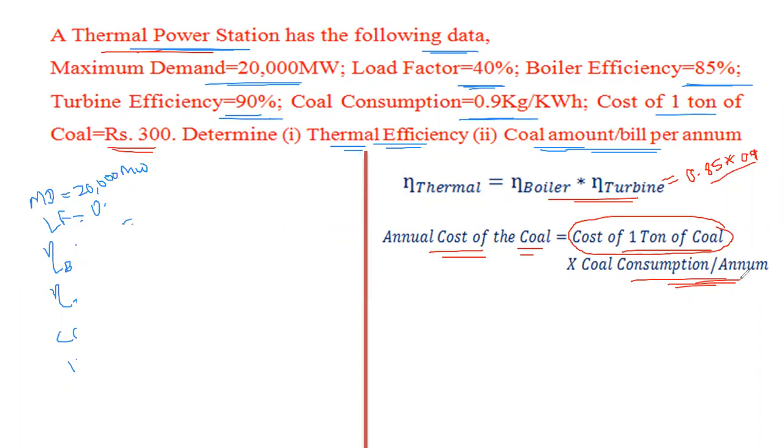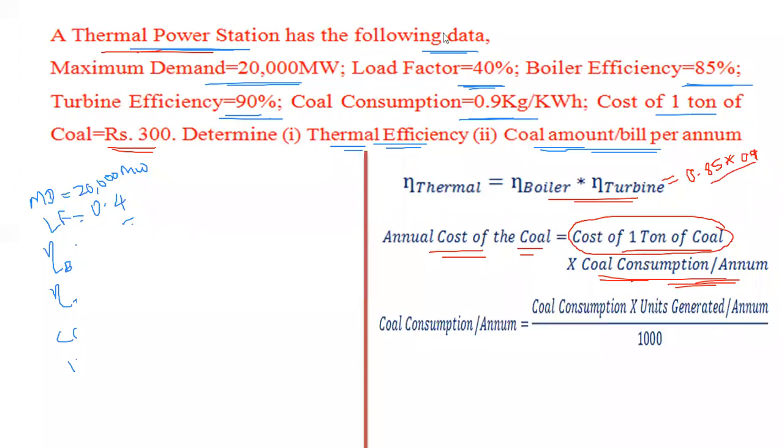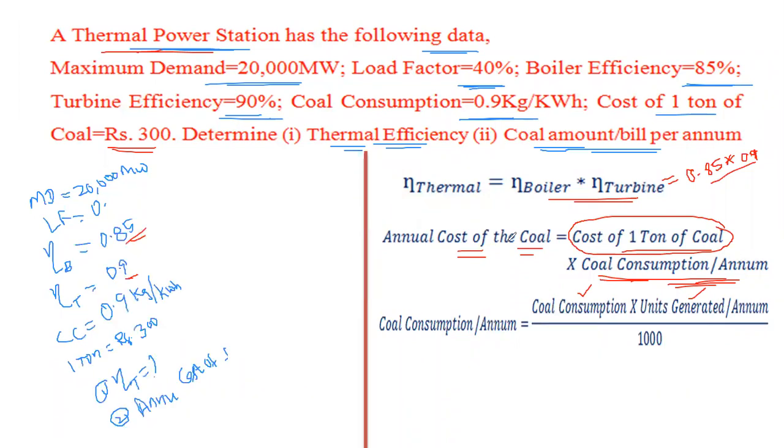Once we know how much coal is required to generate the power per year, at that time we can find out the overall annual cost of the coal. Now here we want to find out the coal consumption per annum. The formula is coal consumption into units generated per annum. Here we want to find out this parameter, that is the coal consumption per annum, that is the coal consumption into units generated per annum.